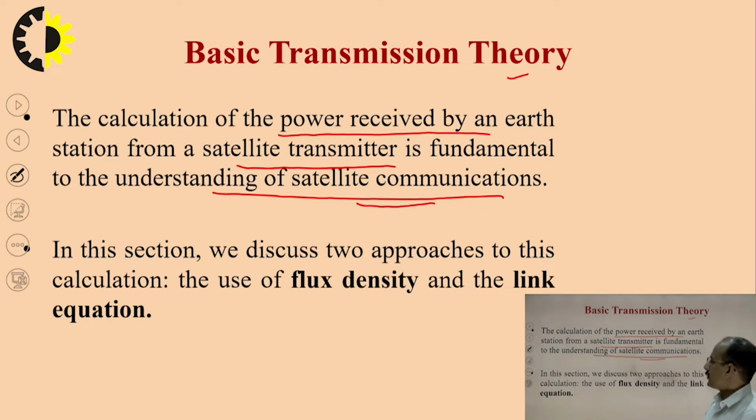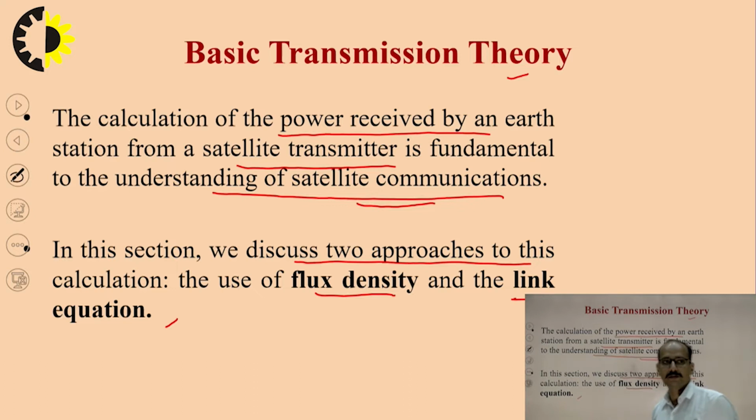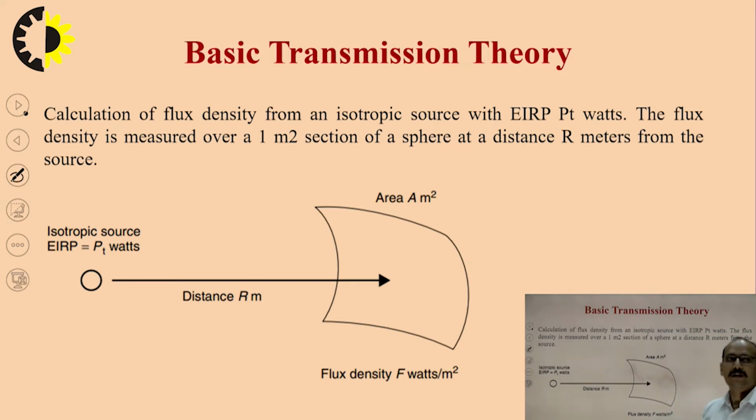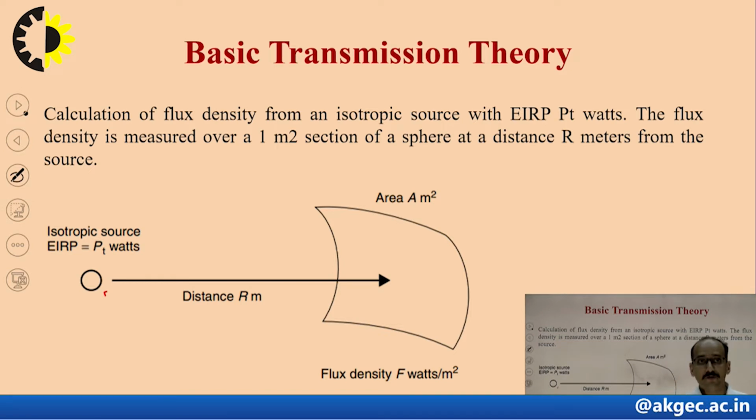In this section, we will discuss two approaches. The first one is flux density and the second one is the link equation. That means you have to find out the link equation and also calculate the flux density. So what is flux density? As you know, this is the earth, and from this point where the antenna is located, this is the outer area. If you take an isotropic source, an isotropic source is a specific kind of hypothetical source which always radiates equally in all directions.